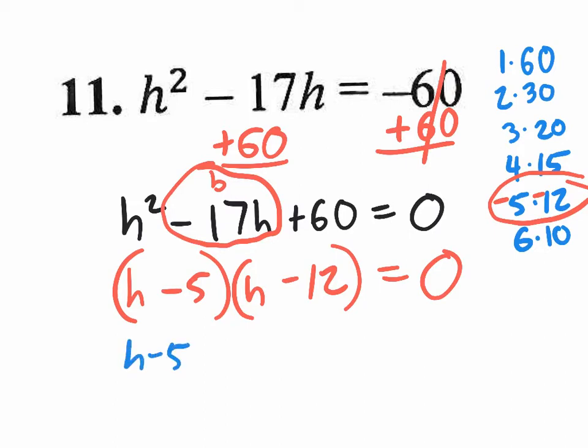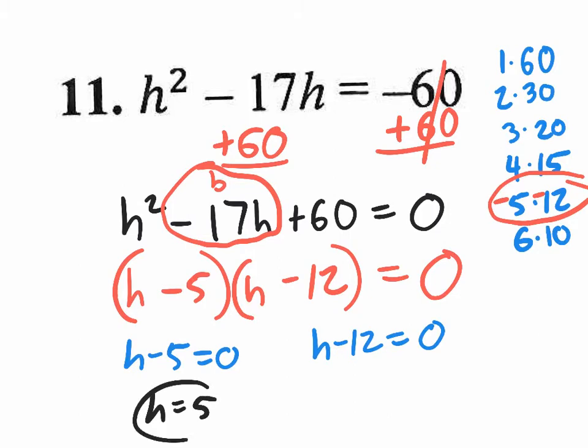So h minus 5, that could equal 0. H minus 12, that could equal 0. And even though you know the answers already, I still want to see this work on tomorrow's quiz. You could skip that last step. H equals positive 5, that's the answer. H equals positive 12, that's the answer. And that's about it.